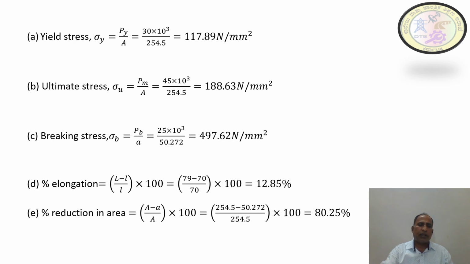The last one is percentage reduction in area. It is the ratio of capital A minus small a, divided by the original area capital A, into 100. So the original area or the initial area before testing is 254.5 mm square, minus the neck area, that is the area at the failure or the area at the breaking point, 50.272 mm square, divided by 254.5, the original cross sectional area, into 100. So the percentage reduction in area is 80.25%.